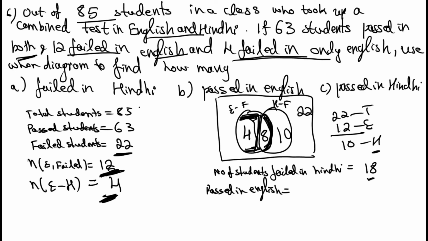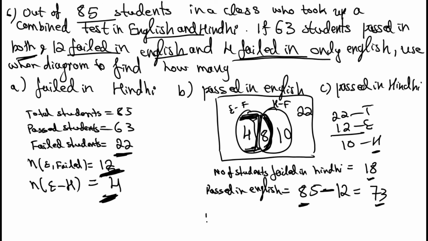It's equal to, see how many students are there? 85 students minus how many students failed in English? Number of students failed in English equal to 12. 85 minus 12, it's equal to 73. So 73 students passed in English. Very simple. Total students minus failed in English, that gives total number of students passed in English.